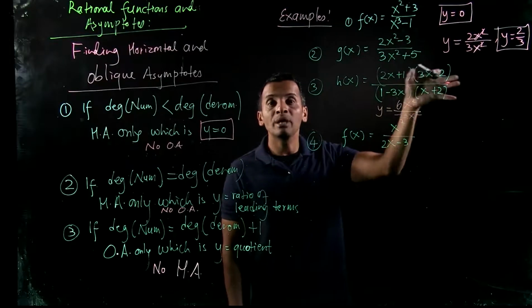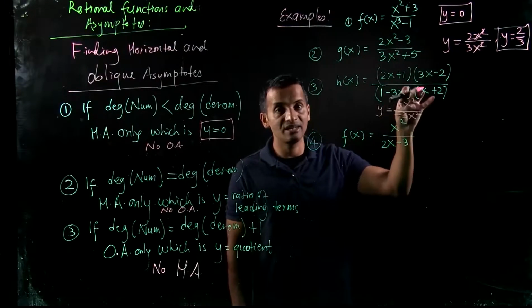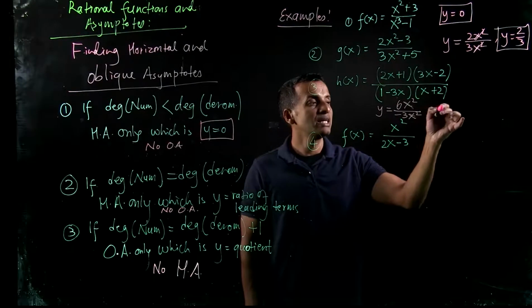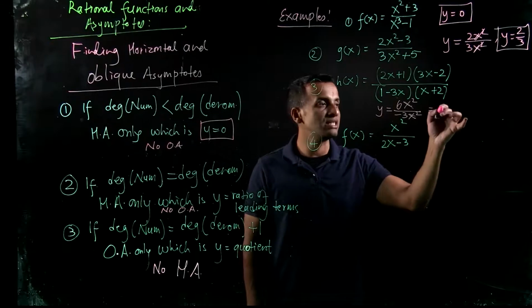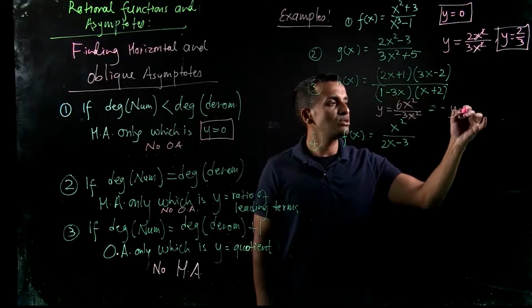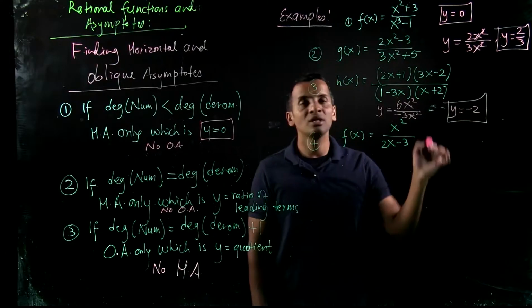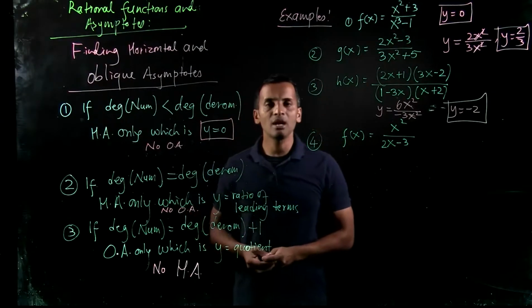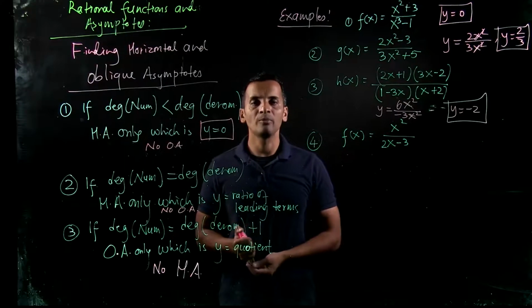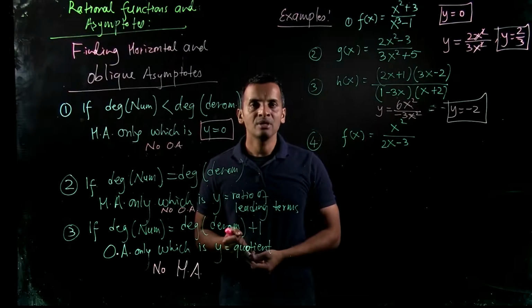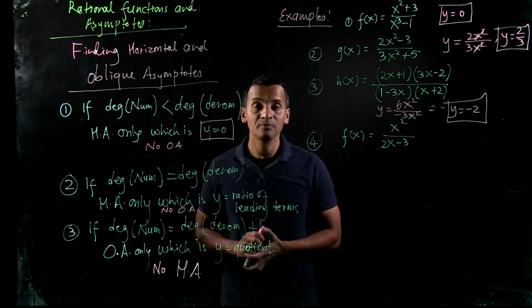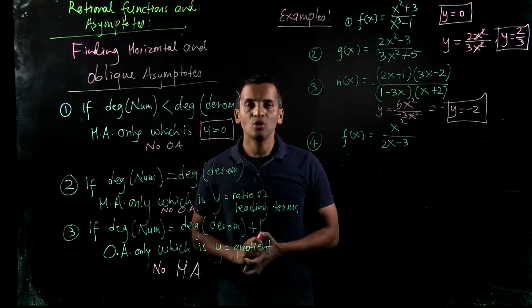You can FOIL one by one and then you can see that the highest degree terms are those terms. After you cancel, you will get 6 over negative 3, which is negative 2. So y equals negative 2 is the horizontal asymptote. So if the degree of the top and the degree of the bottom are equal, then you take y equals the ratio of the leading terms, or you can say the ratio of the leading coefficients, and that will be the horizontal asymptote.